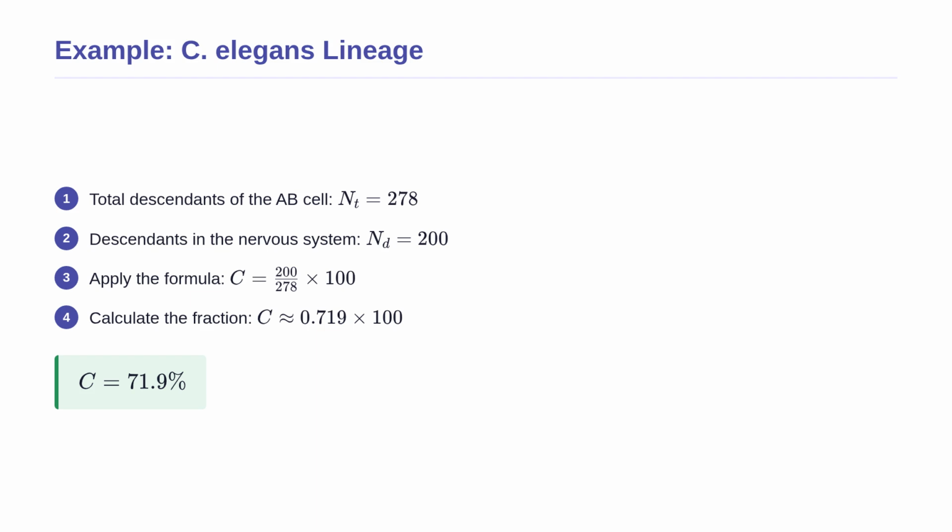We choose our formula and plug in the values. N sub t is 278 and n sub d is 200. Dividing 200 by 278 gives us approximately 0.719. Multiplying by 100 gives us our final answer of 71.9%. Physically, this means that nearly 3/4 of the AB cell's developmental energy is dedicated to building the nervous system, showing a strong bias toward neural tissue.